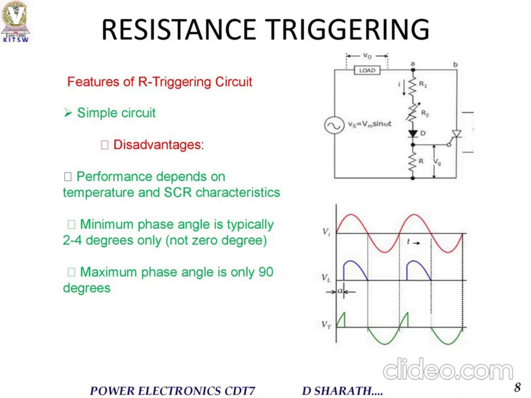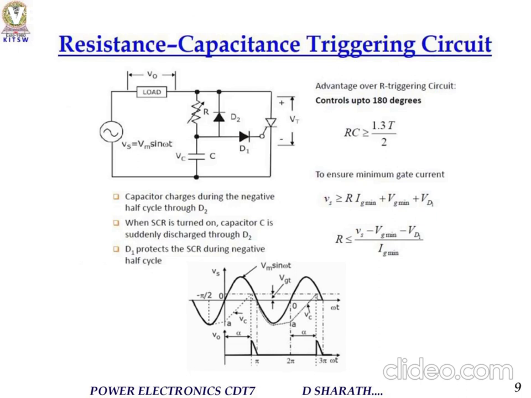These are the waveforms to be observed. Alpha is the firing angle, where the triggering will start. Coming to the RC triggering circuit, in this one capacitor is additionally added along with the variable resistor. The capacitor charges during the negative half cycle. When the SCR is turned on, the capacitor is suddenly discharged through D2. D1 protects the SCR during the negative half cycle.